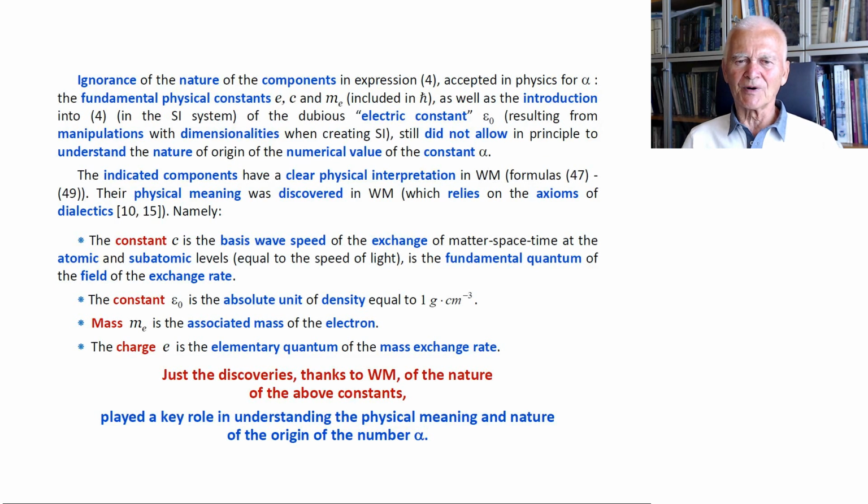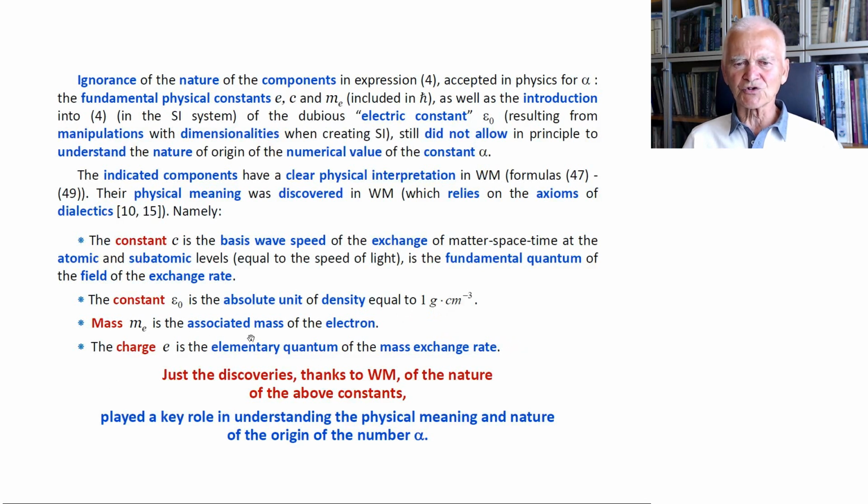The indicated components have a clear physical interpretation in the wave model. Their physical meaning was discovered in the wave model. The wave model relies on the axiom of dialectic. Namely, the constant c is the basis wave speed of the exchange of matter space-time at the atomic and subatomic level, equal to the speed of light. H is the fundamental quantum of the field of the exchange rate. The constant epsilon zero is the absolute unit of density equal to 1 gram per centimeter cubed.